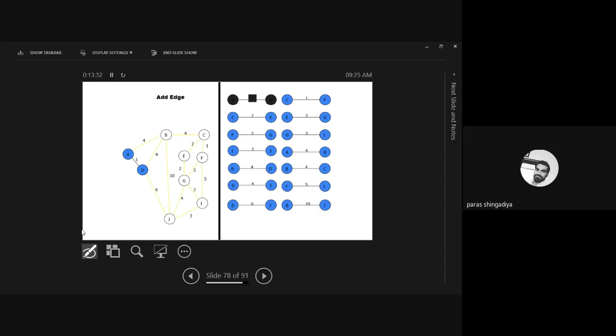Then the next one is between C and F, so include it in your graph. Both are covered. And then the next weight is a 2, so both will be included, between C and E and between E and G. Clear? Both will be included here. Still the graph is disconnected, and it has no cycle, no circuit between any two vertices.